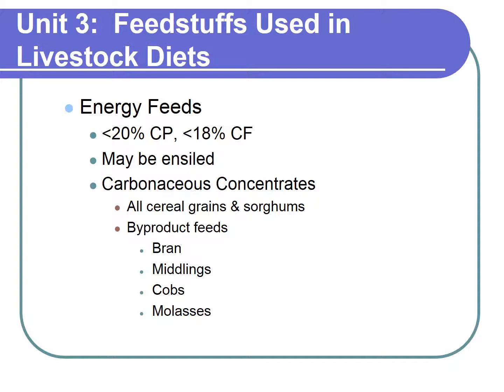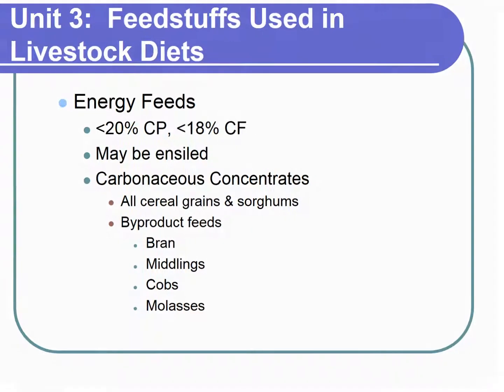So when I say this might be ensiled, we're generally talking about something like high moisture corn here. Carbonaceous concentrates are things like all your cereal grains, corn and wheat and sorghum, and milo would go in this category, and even some byproduct feeds like wheat bran or wheat middlings or corn cobs might fit in this energy feed. Even molasses, either in the dry or wet form, fits in this energy feeds category.